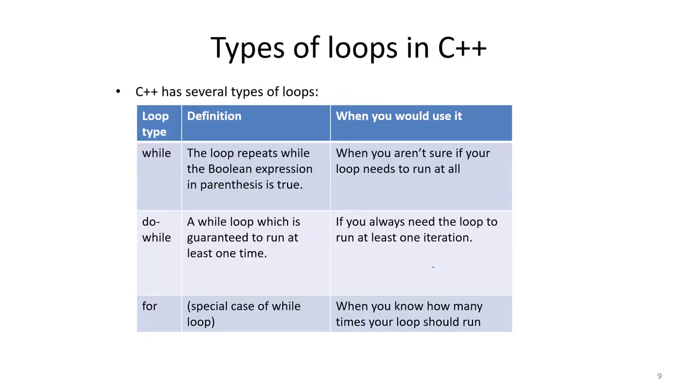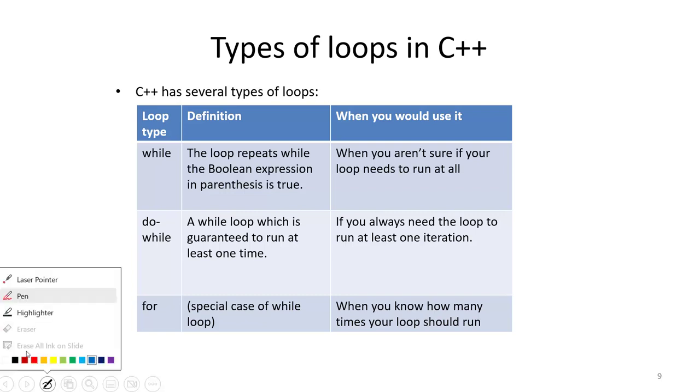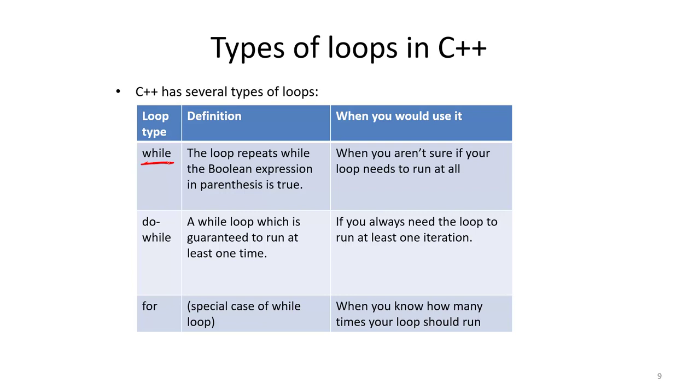Okay, so now let's review the three main types of loops that we use in C++. The first type of loop is called the while loop. And the while loop will repeat as long as the Boolean expression in the parentheses is true. So for example, what if I had something like this?